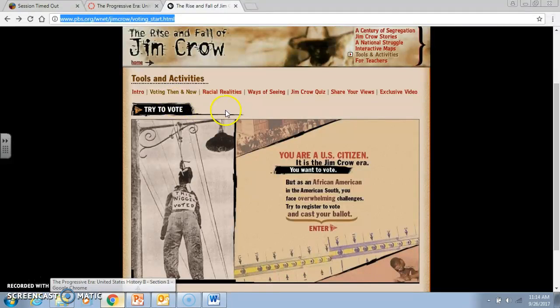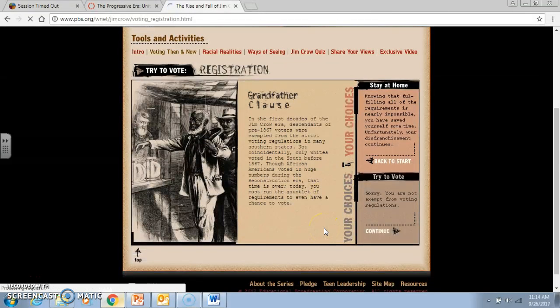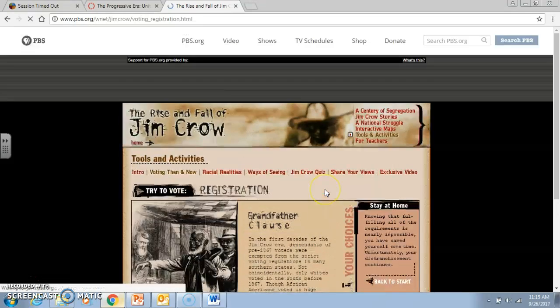What I want you to do is, if you're trying to vote, go through the process of what registering to vote was like for African Americans back in the Jim Crow era. Please enter the ballot and go through the process, but consider yourself someone that's going to go through each of these processes and succeed, because I want you to see what it was all like. Obviously a lot of people failed, and a lot of people stayed at home because they thought, "Hey, I didn't have a grandfather that voted," so they'd go back to the very beginning. We don't want to do that. I want you to keep going past this.